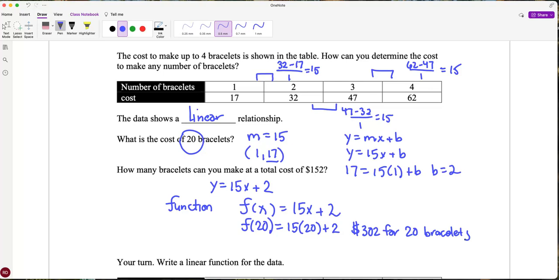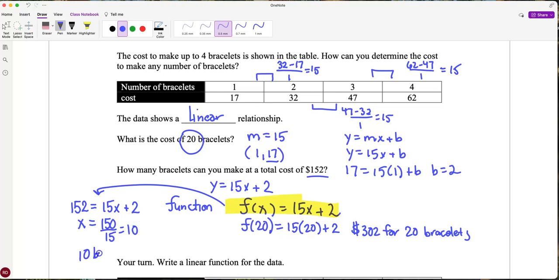How many bracelets can you make for $152? So that's my y value. So if I look at this equation right here, I'm going to say 152 equals 15x plus 2. So subtract 2 from both sides. I'm going to get x equals 150 over 15, which is 10. So you can make 10 bracelets for $152.